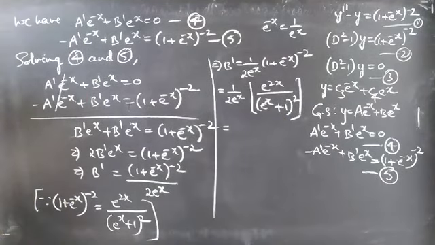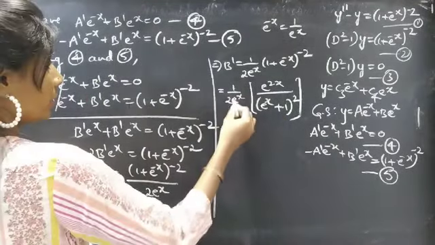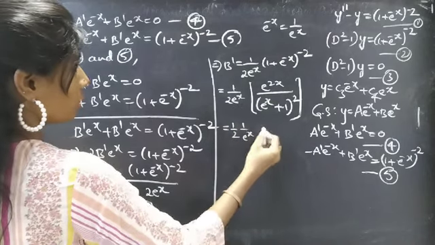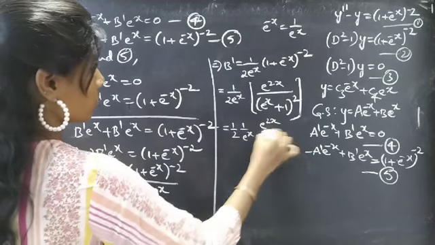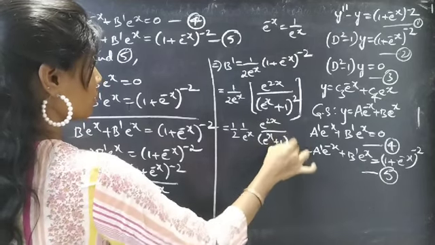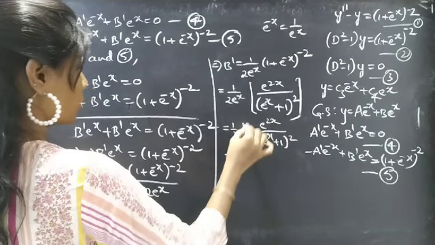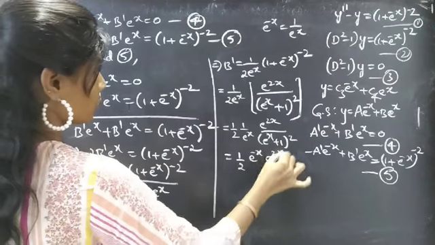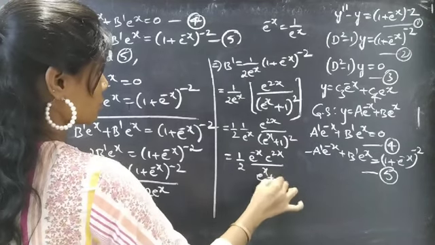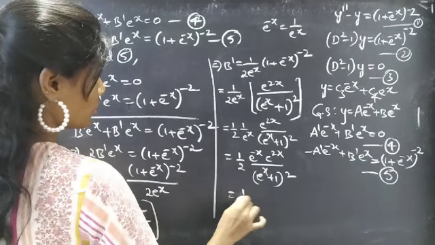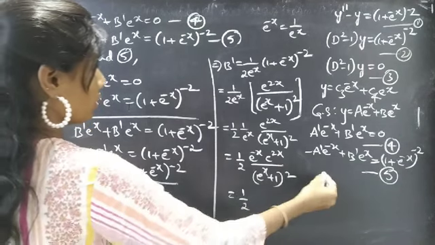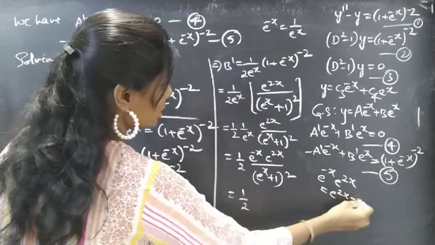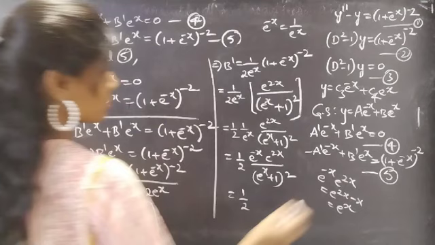This gives us, we can write 1 by 2 into 1 by e power x as 1 by 2 into 1 by e power x into e power 2x by e power x plus 1 whole square. Now just write 1 by e power x as e power minus x. You'll get e power minus x into e power 2x by e power x plus 1 whole square, which gives us 1 by 2 into e power minus x into e power 2x can be written as e power 2x minus x, which is equal to e power x, right?